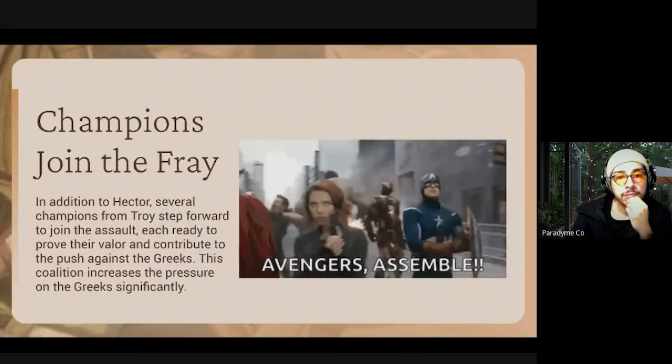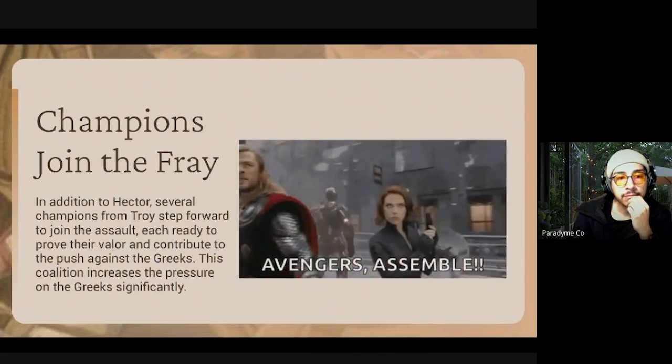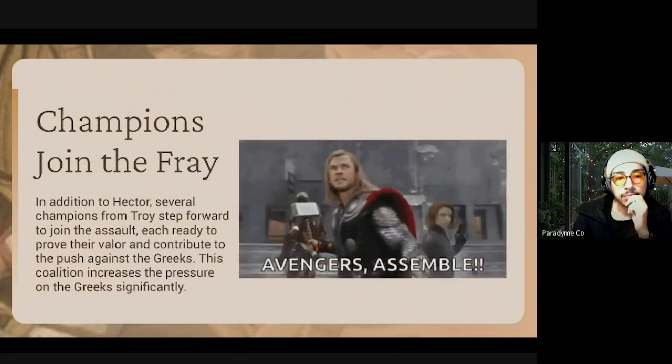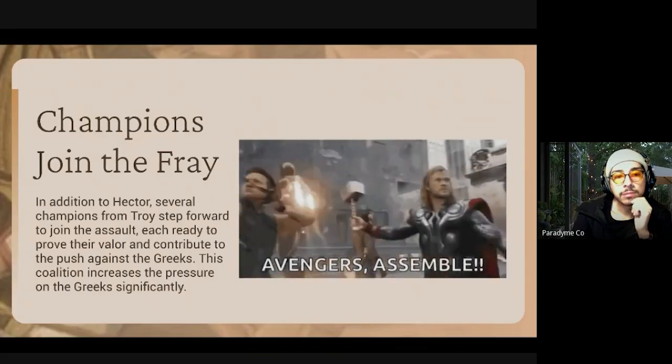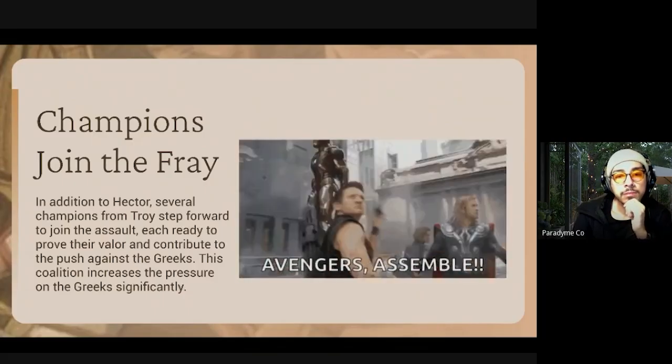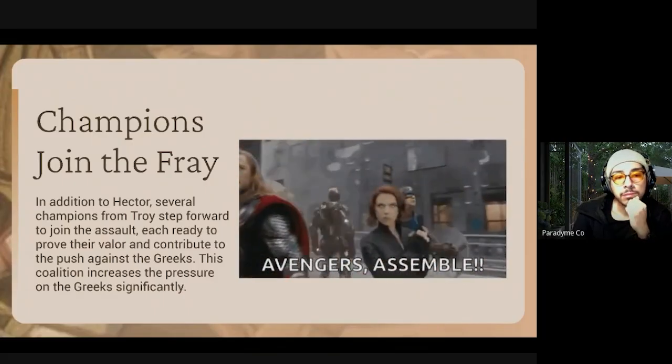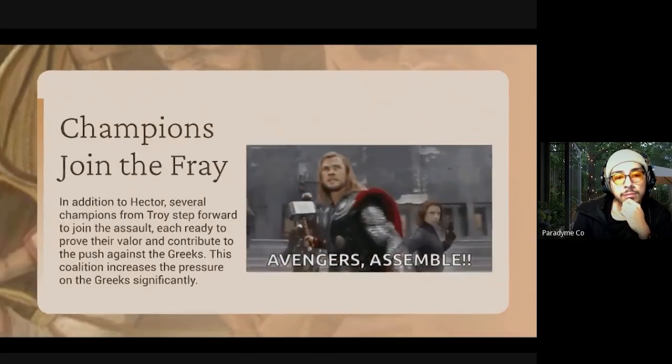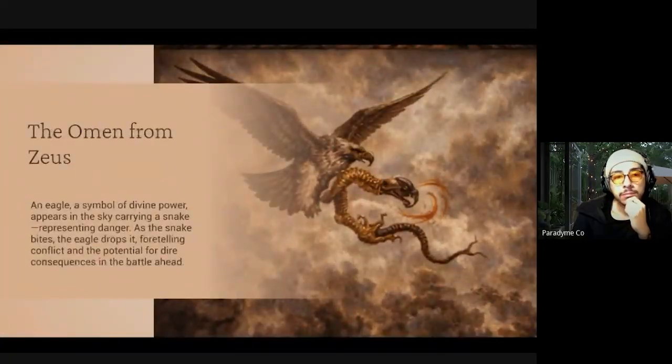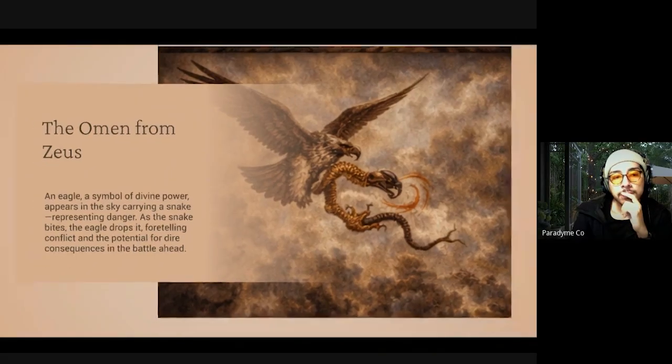The champions join the fray. In addition to Hector, several champions from Troy step forward to join the assault, each ready to prove their valor and contribute to push against the Greeks. This coalition increases the pressure on the Greeks significantly. The omen from Zeus. An eagle, a symbol of divine power, appears in the sky carrying a snake, representing danger. As the snake bites, the eagle drops it, foretelling conflict and potential for dire consequences in the battle ahead.